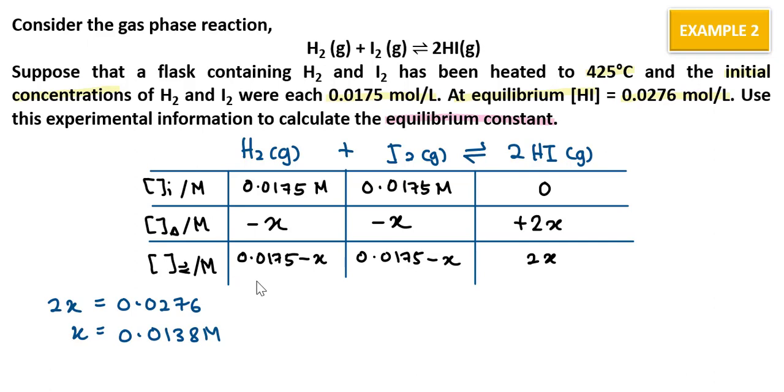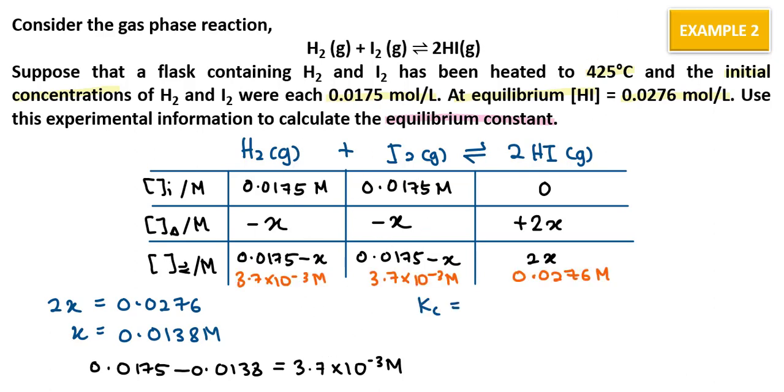So 0.0175 minus x, 0.0175 minus 0.0138 is equal to 3.7 times 10 to the power of minus 3 molar. So this is the concentration of the hydrogen and iodine at equilibrium.